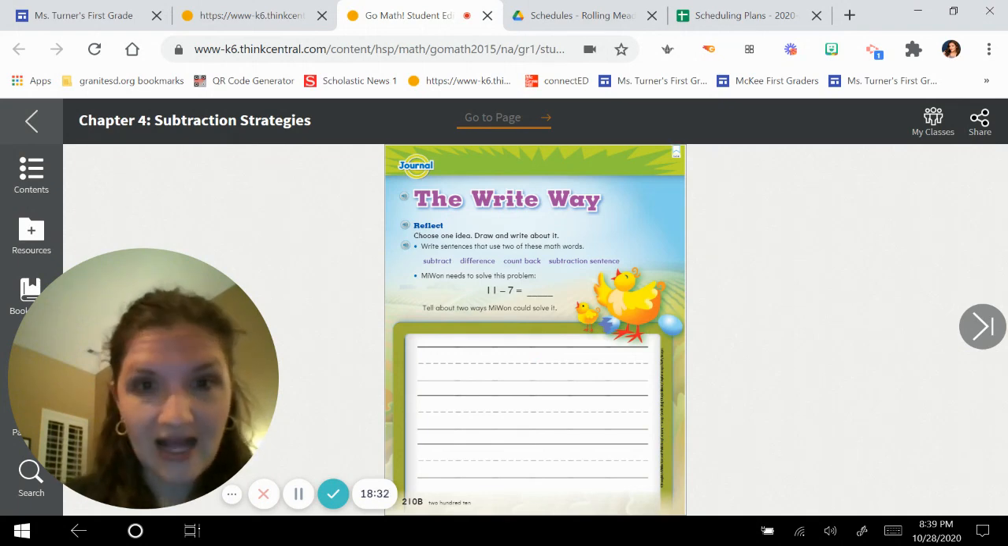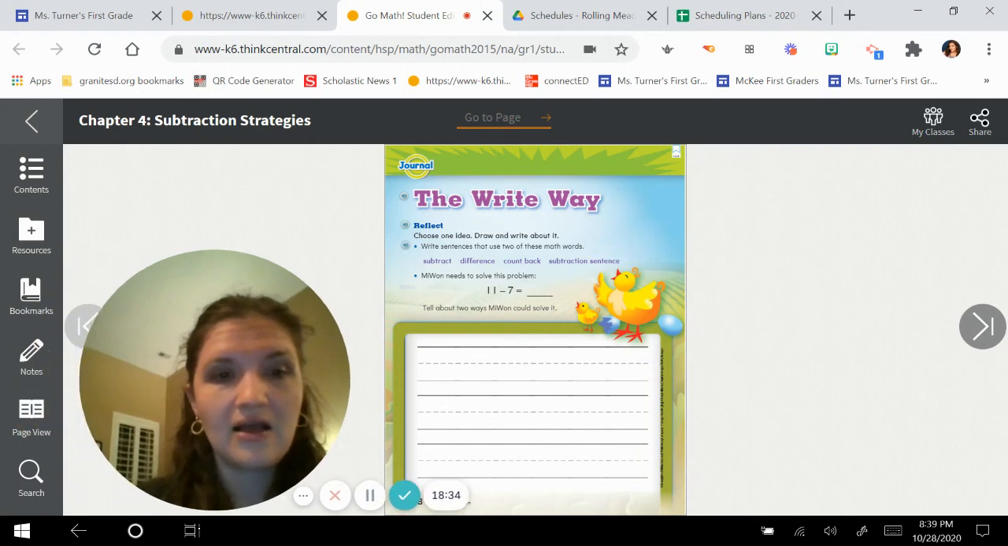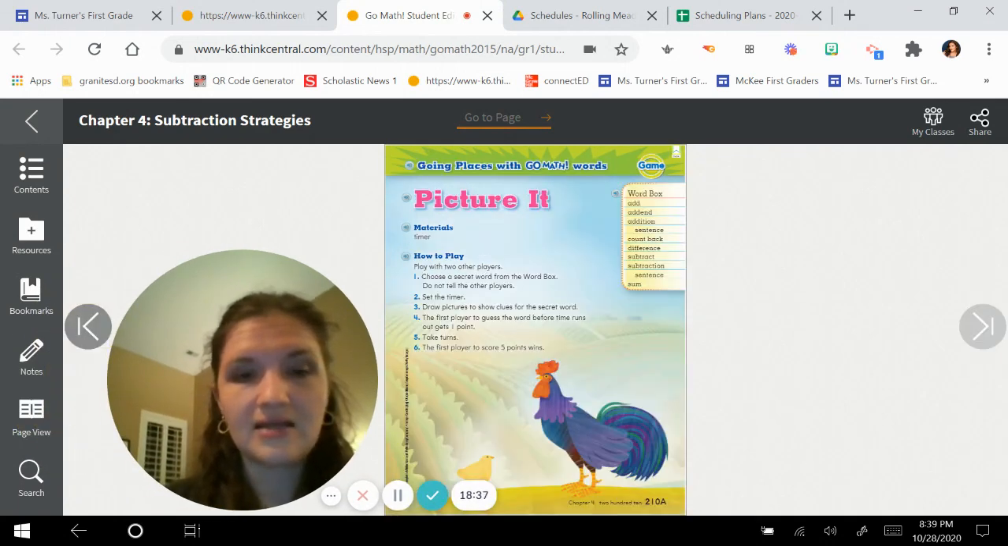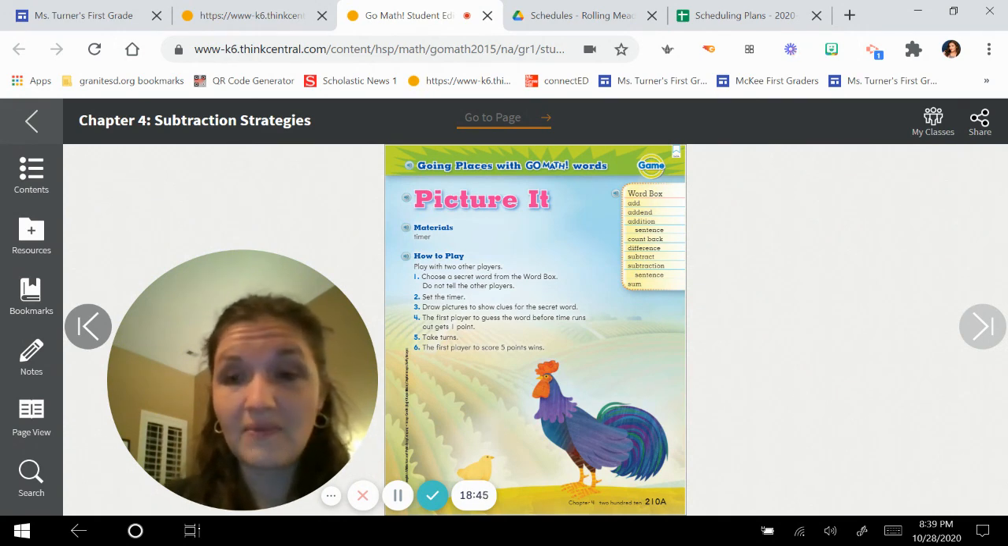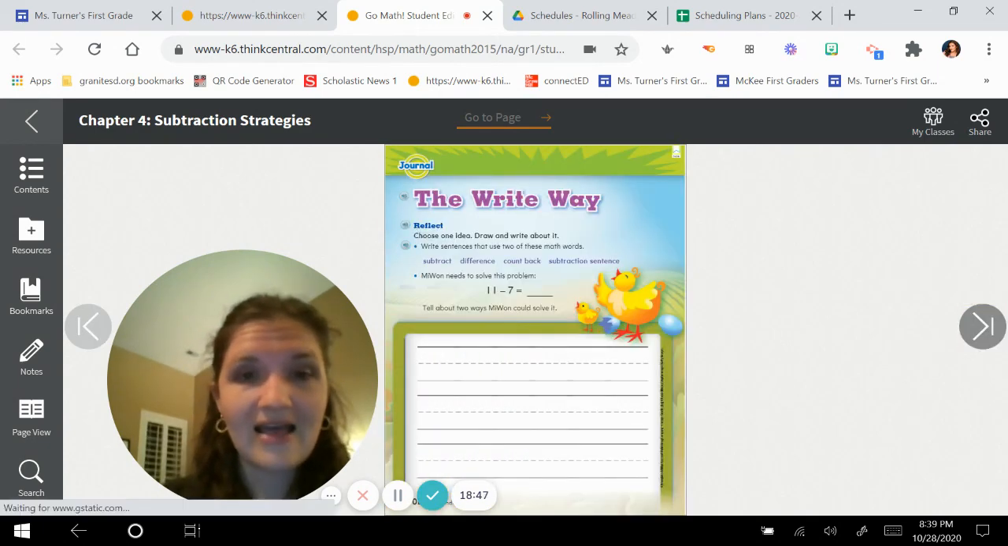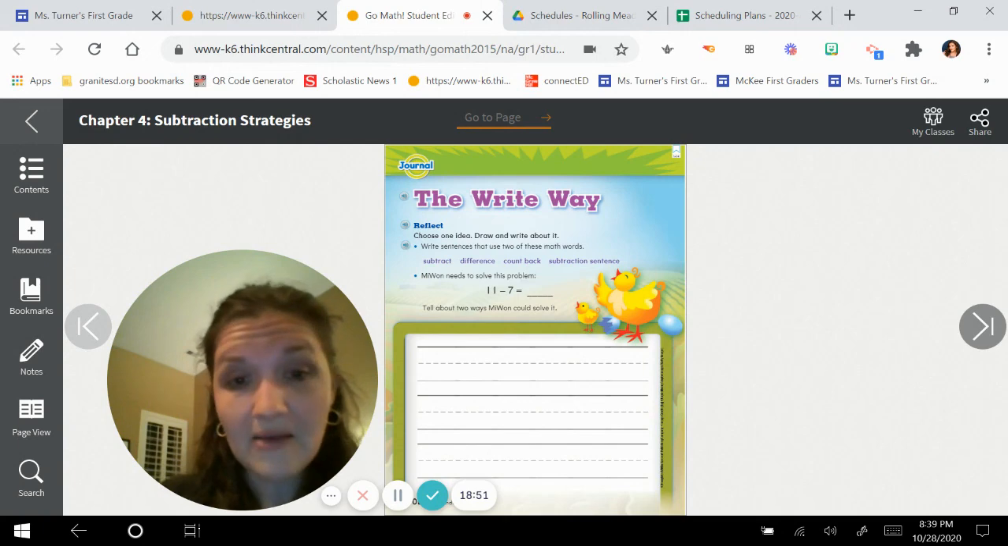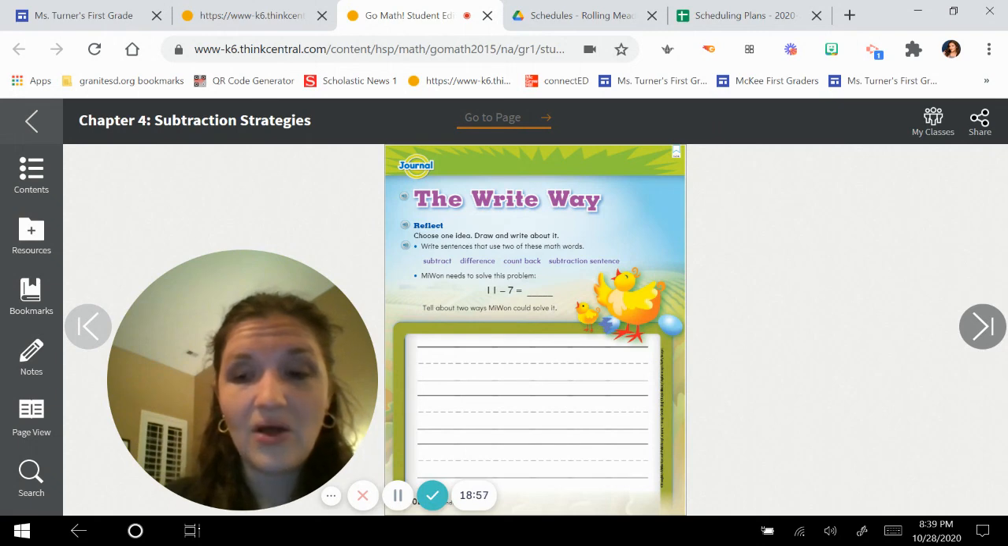Those are challenge pages. This one is a challenge game that would really test your brain and see how well you're understanding some of those vocabulary words. And then this one is a little challenge writing that you can do, writing about math and seeing how well you understand and how well you can explain your thinking.